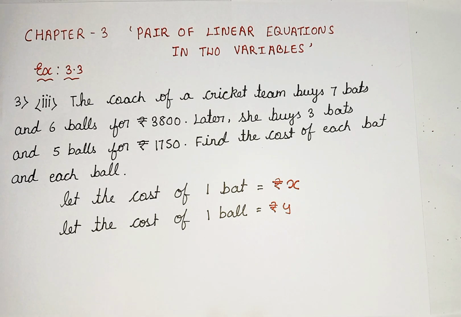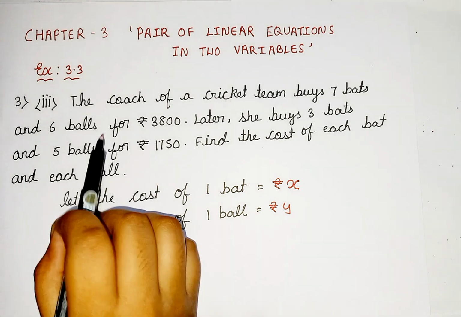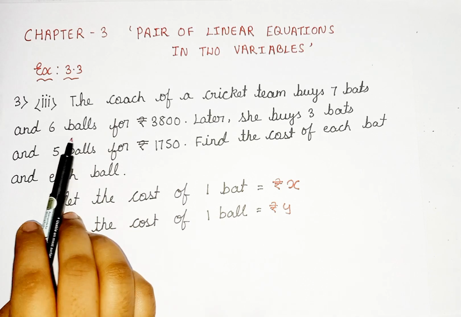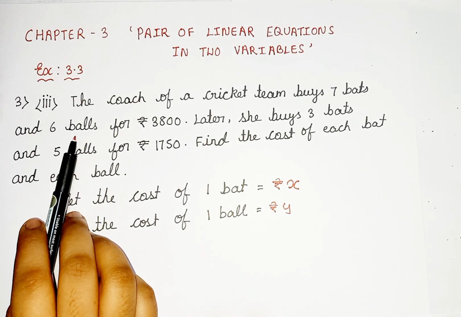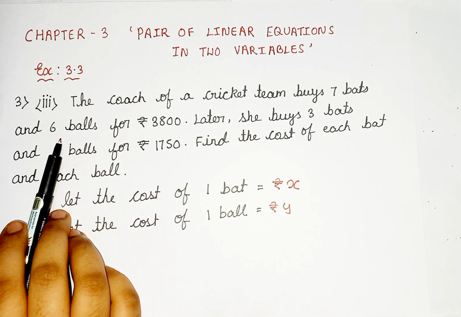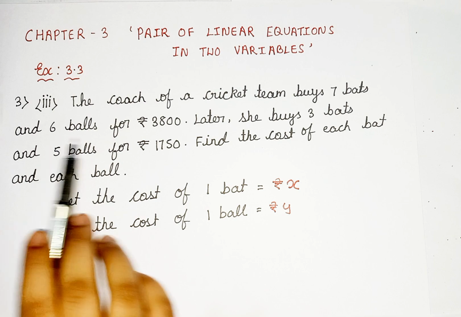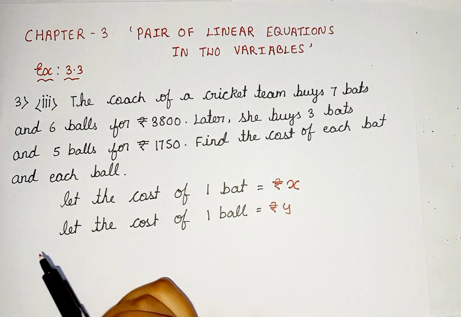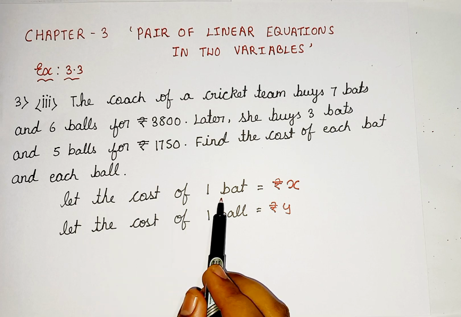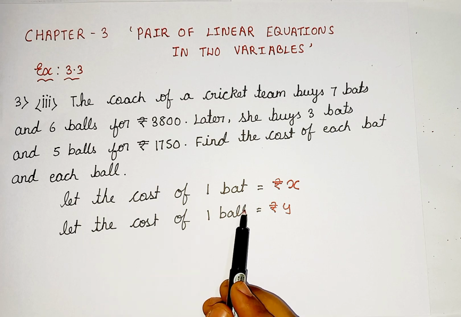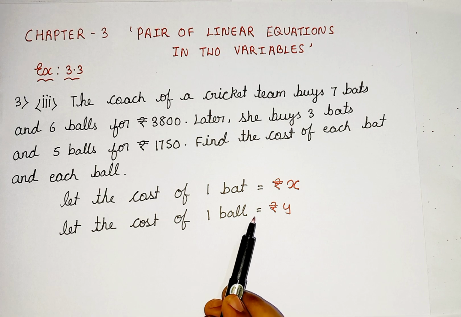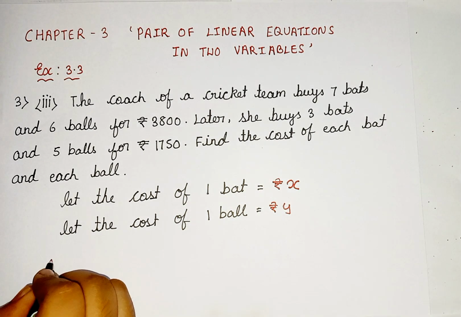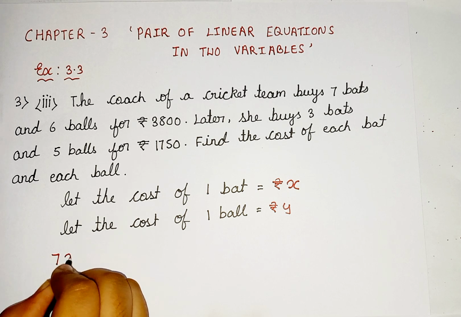Now let's read the question further. The coach of a cricket team buys 7 bats and 6 balls. We are supposed to form an equation in this sentence only. So the coach is buying 7 bats and 6 balls. Here we took the cost of 1 bat and 1 ball as x and y, isn't it? So if he buys 7 bats, then we are supposed to write 7 into x.